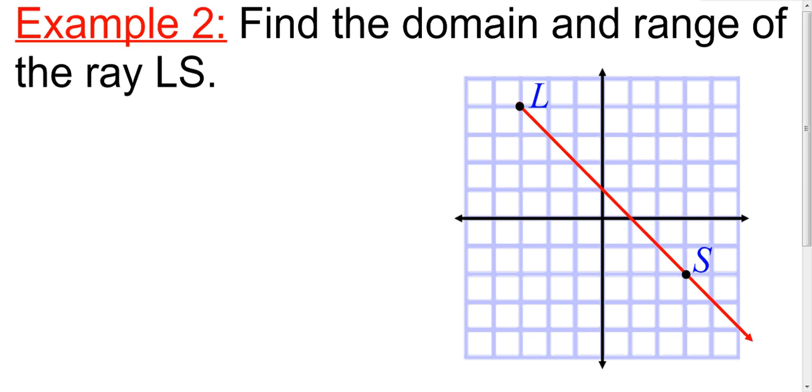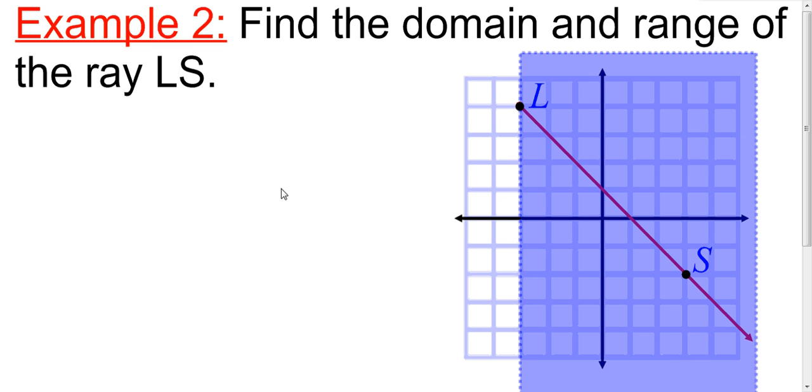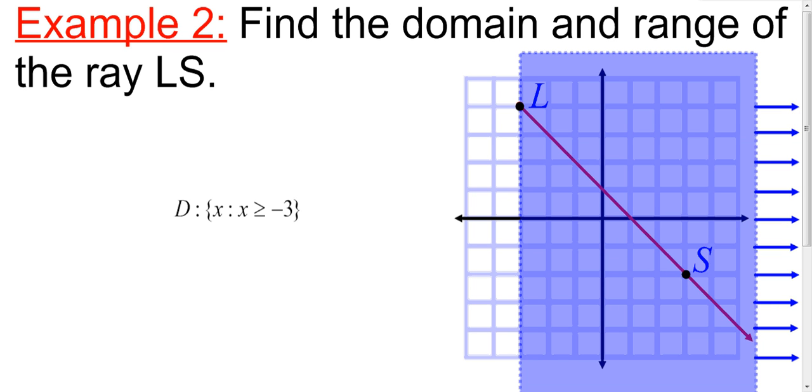In example 2, it says find the domain and range of ray LS. So ray LS starts at the initial point L, goes through S, and you'll notice the arrow on the end does not terminate. Therefore, the domain starts at L, and it goes off the graph to infinity, to the right, or to positive infinity. Our domain is only restricted in the sense that it has to be greater than or equal to the -3 value.